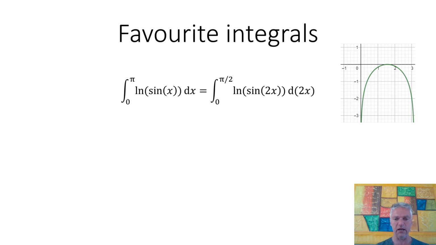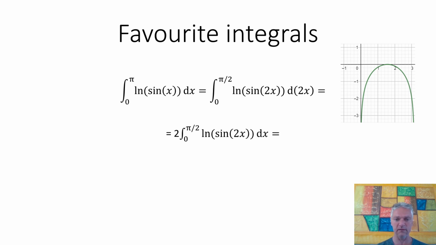But if we've got a differential of 2x, of course, we can put the constant in front, because the differential of 2x is equal to 2 times the differential of x. So this factor 2 is easily accounted for in this way. So we've got 2 times the integral from 0 to pi divided by 2 of the natural logarithm of the sine of 2x dx.